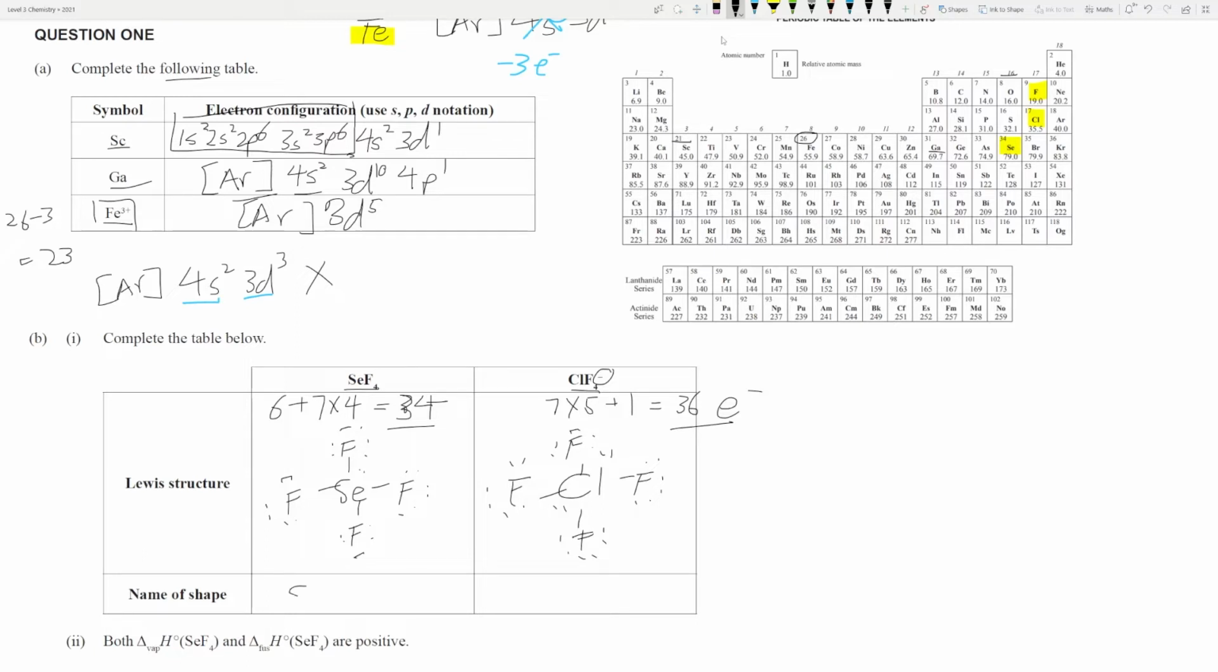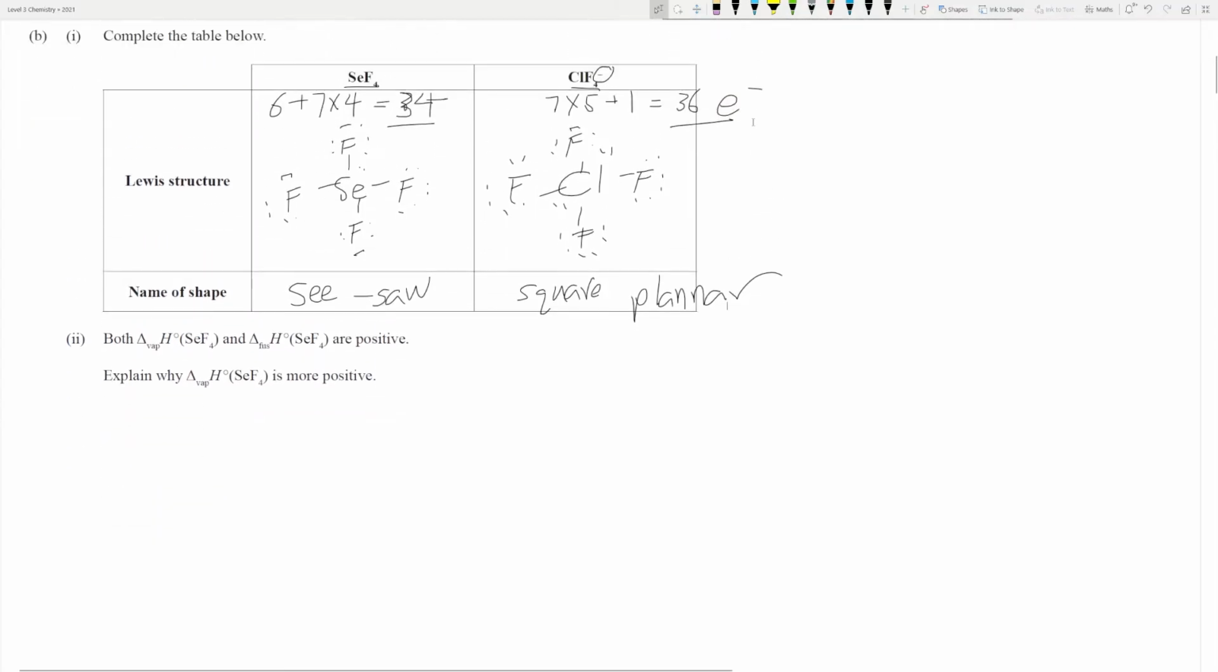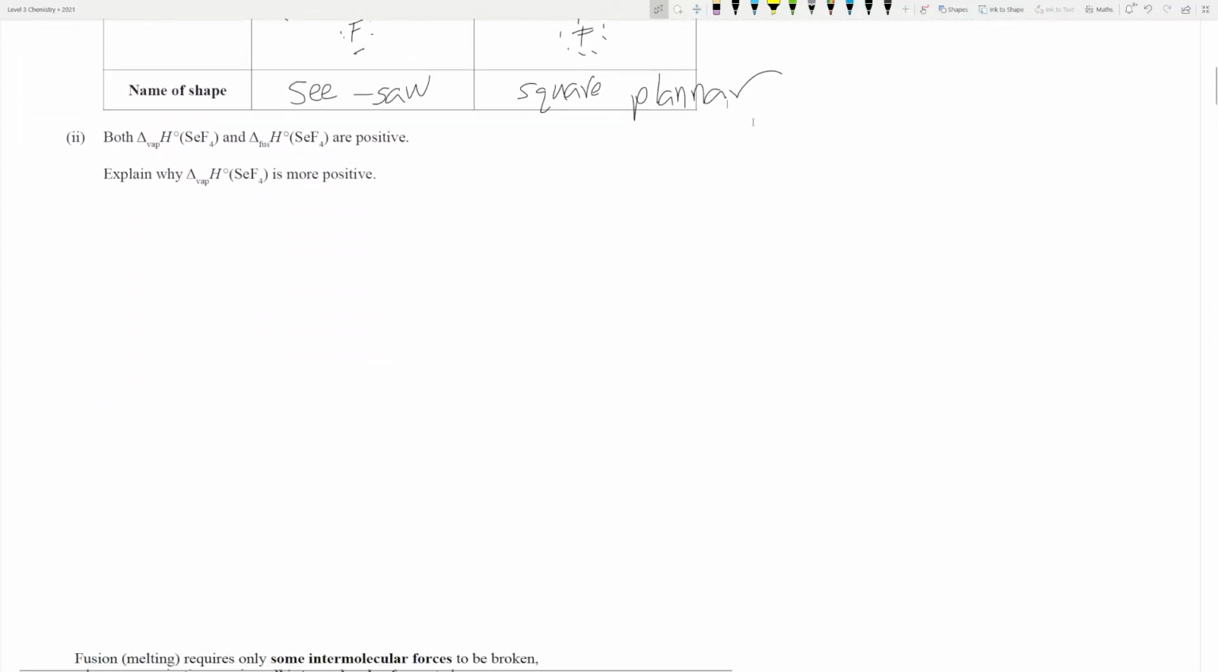Okay, so this is a seesaw shape because it has 5 regions, 4 bonded. This has 6 regions, 4 bonded, so this is square planar. And just in case, if you have those study guides, or what's the other textbook called, I can't even remember, they have really good explanations of the shapes, so you can have a look at those.